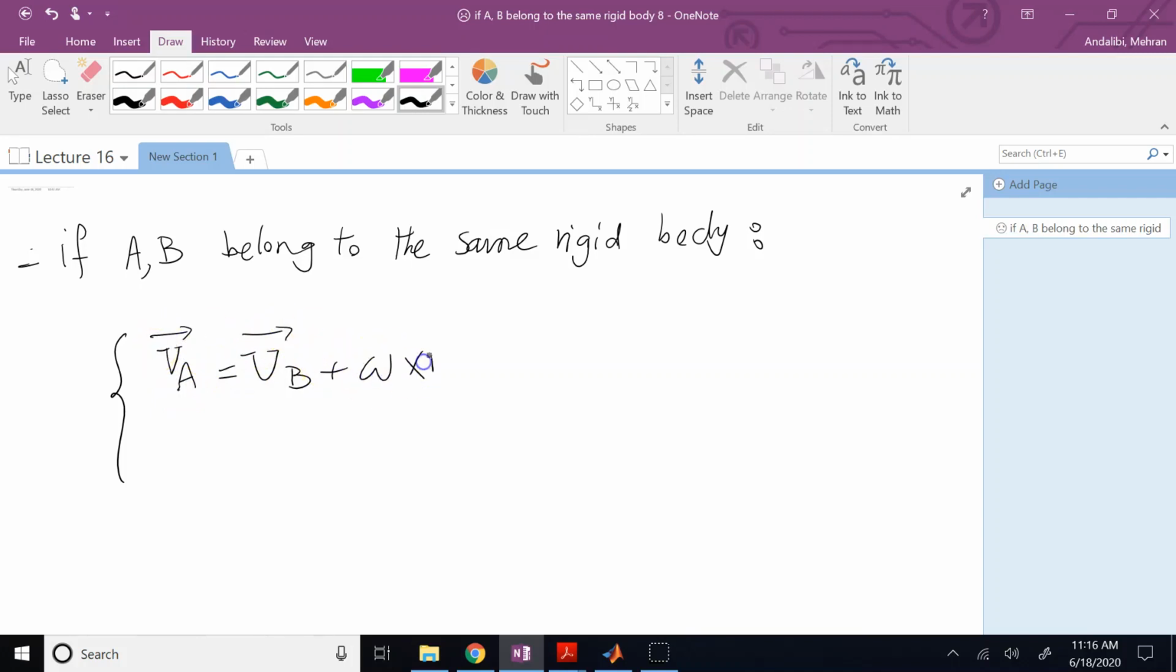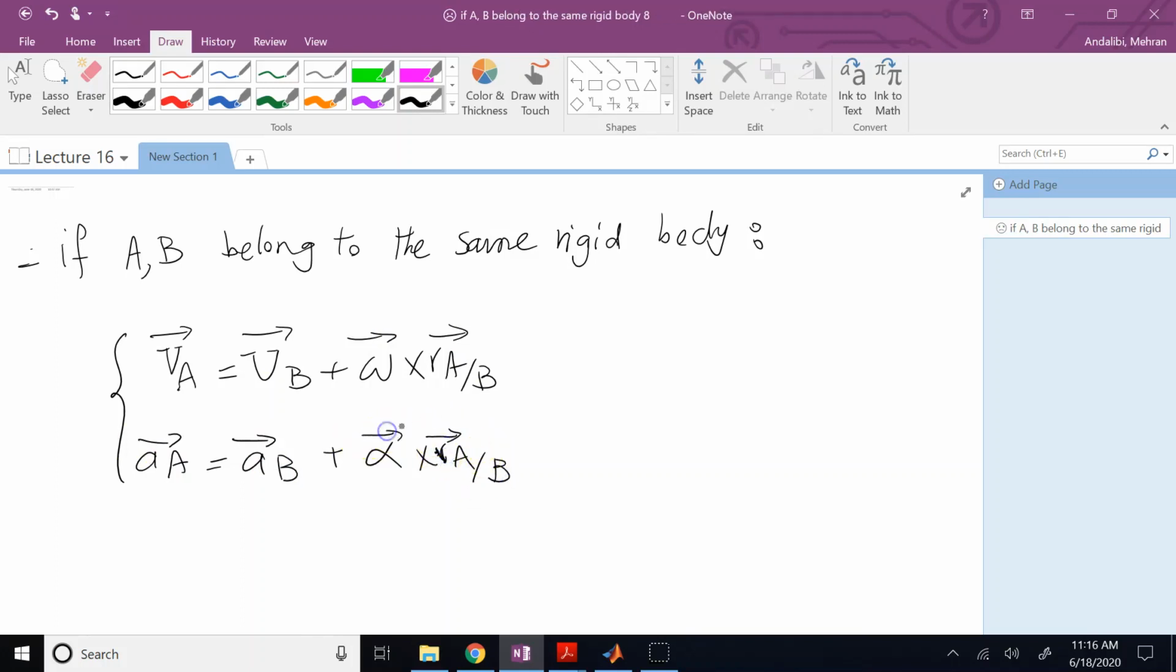plus omega cross R of A with respect to B, and A of A is equal to A of B plus alpha cross R of A with respect to B, and then plus omega cross omega cross R of A with respect to B. So these two are valid if and only if A and B are on the same rigid body.